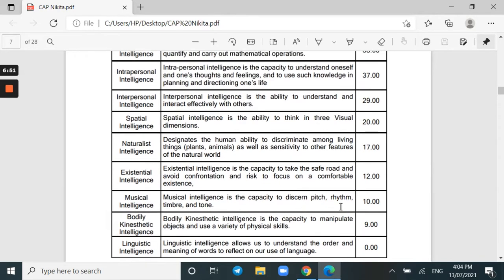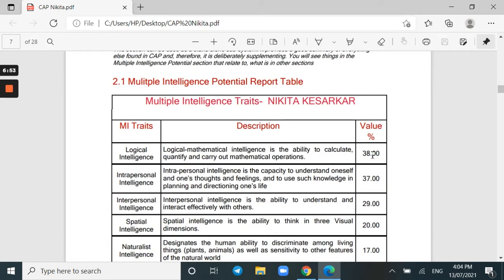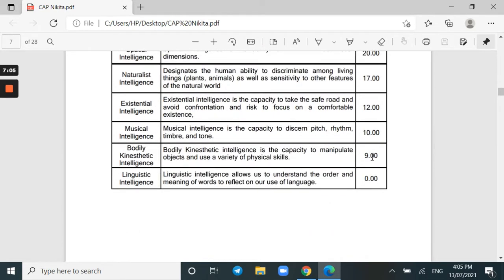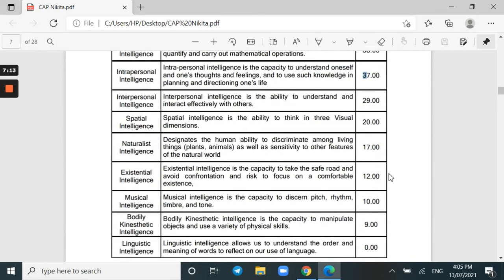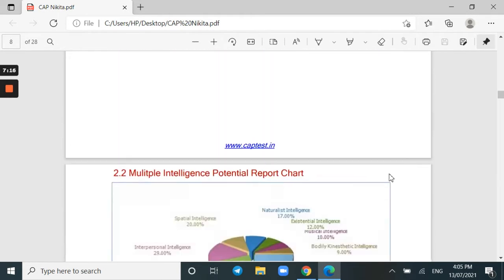So again, here if we see, this is the match percentage. Within that, it seems that logical intelligence is 38%, not very high, but logical and intrapersonal are the 2 dominant areas for this particular individual. At the same time, bodily kinesthetic, working physically, or music, or even language use is something which is very weak for her. So this is another area which gives us a second angle about the individual.